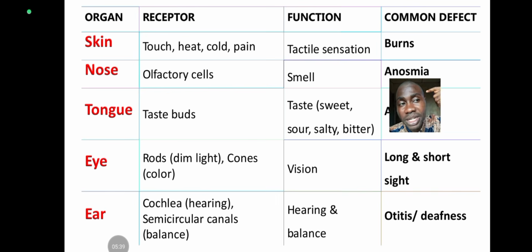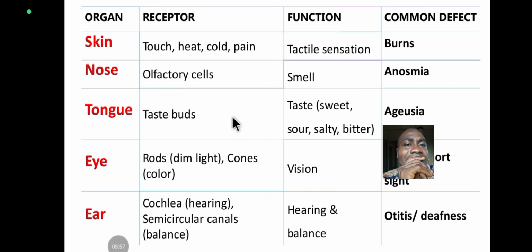Okay, the olfactory nerve heads straight to the what? To the brain, to be interpreted in the what? In the cerebrum. All right, the function of the nose is what? Basically to smell. That is the primary function of the nose. All right, we also have another one, which is the tongue.